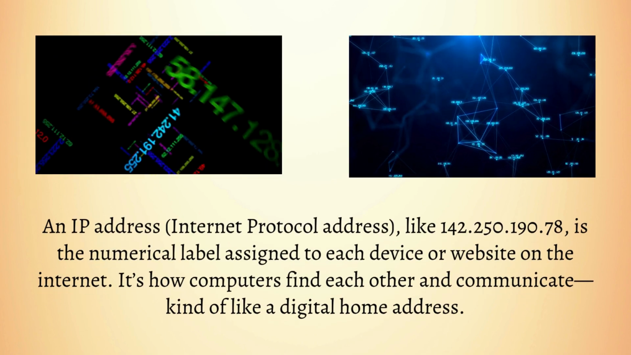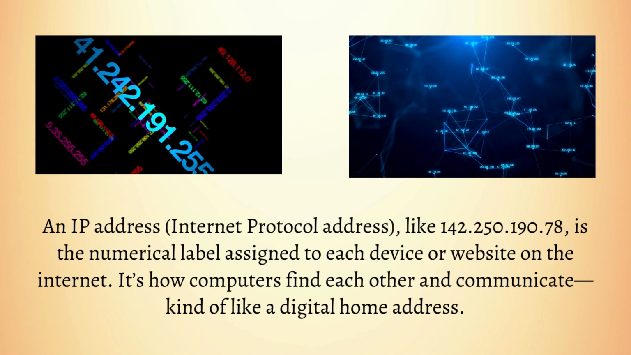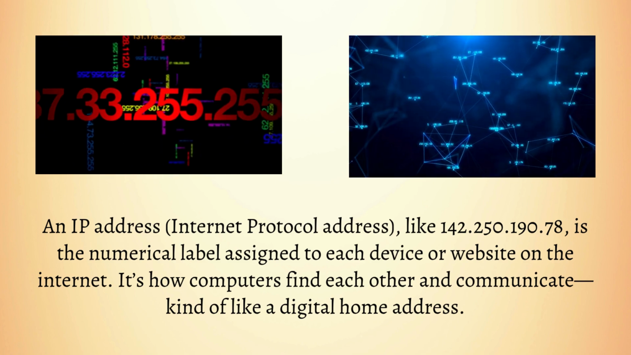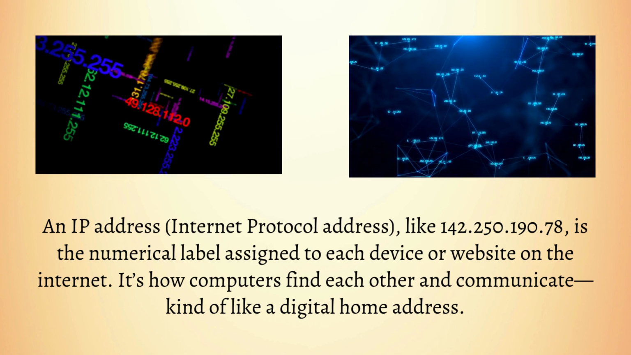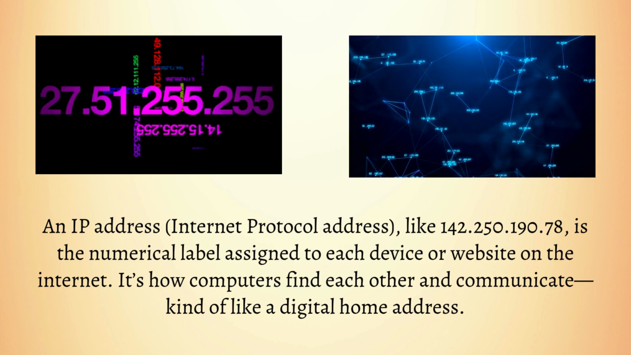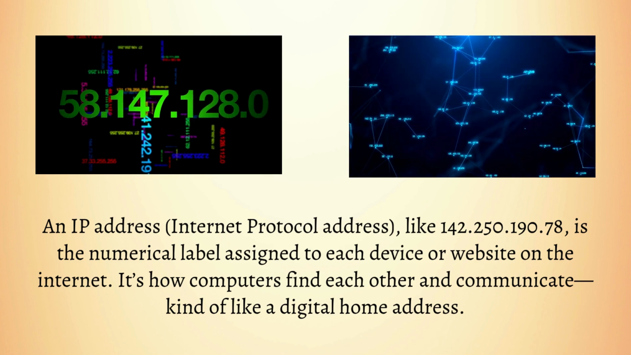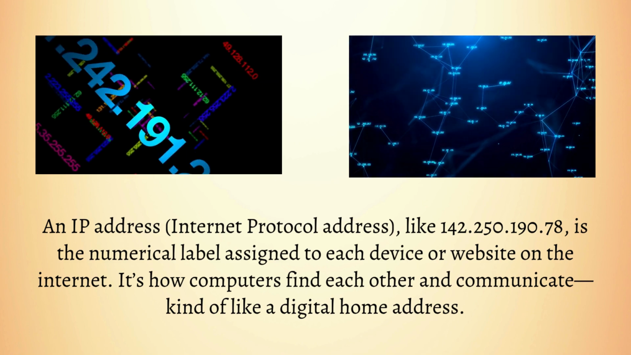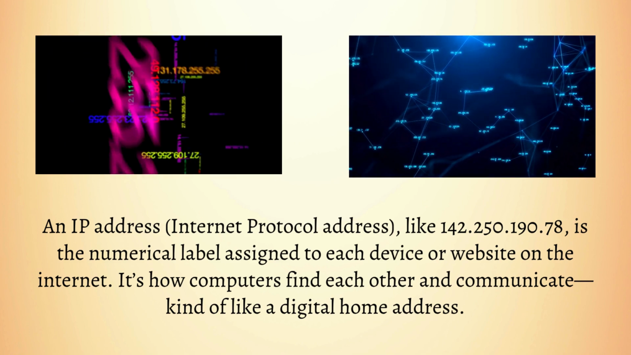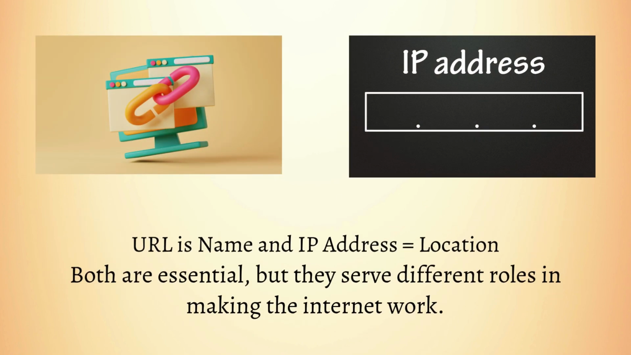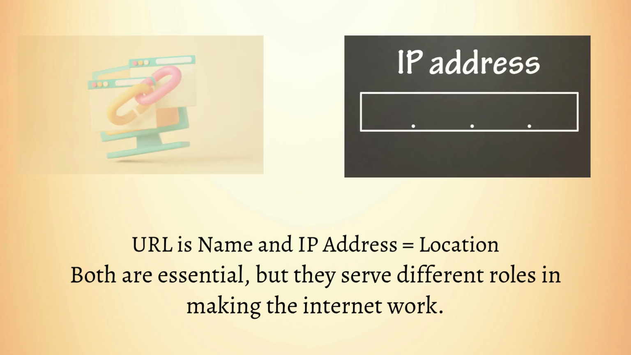An IP address, Internet Protocol address, like 142.250.190.78, is the numerical label assigned to each device or website on the Internet. It's how computers find each other and communicate, kind of like a digital home address. URL is name and IP address equals location. Both are essential, but they serve different roles in making the Internet work.